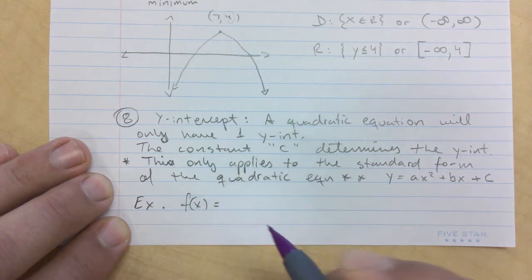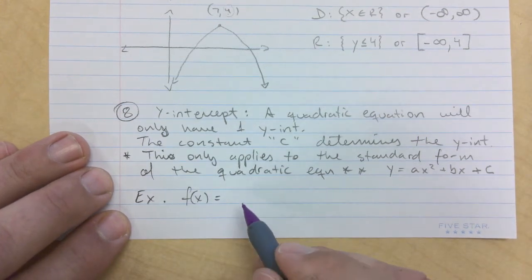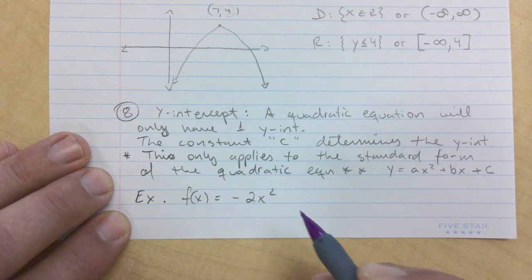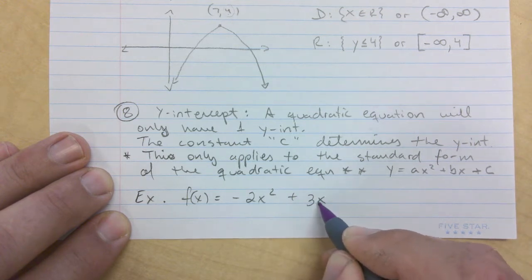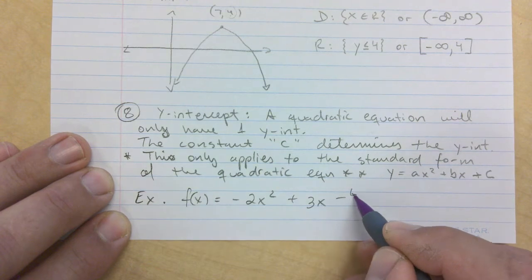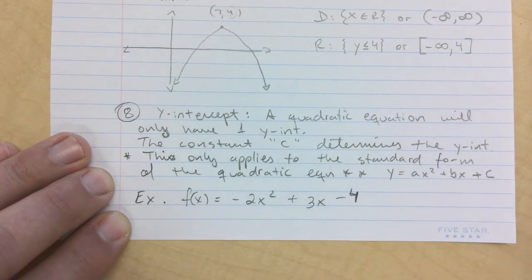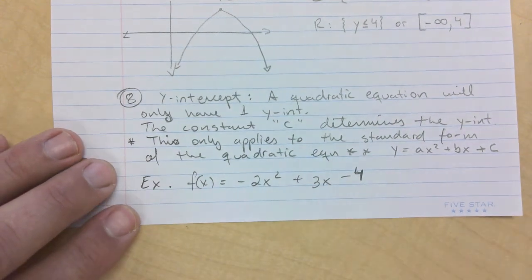f of x is equal to -2x squared plus 3x minus 4. Okay. I'm going to do this because I always forget to do that.